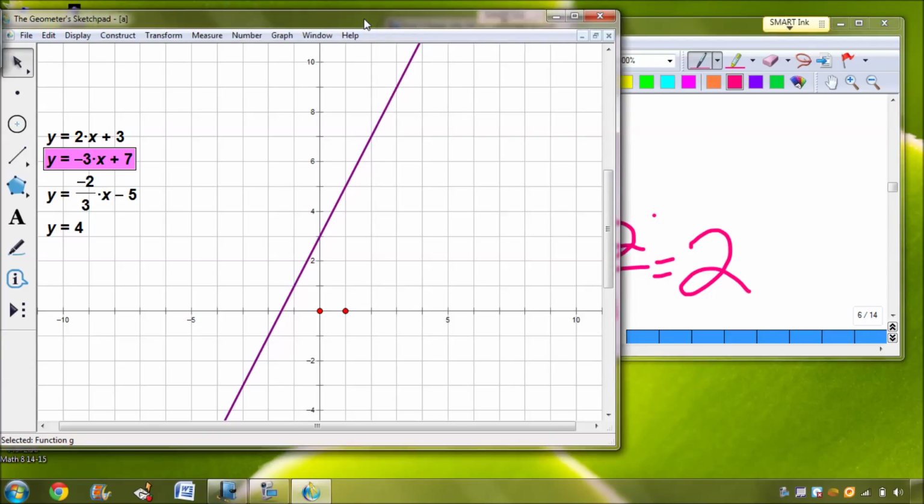Now the question is, where did the 3 come from? Well, hopefully you noticed right here, the 3 is where it crosses the y-axis. So the y-intercept, remember we discussed this before, the y-intercept is 3.